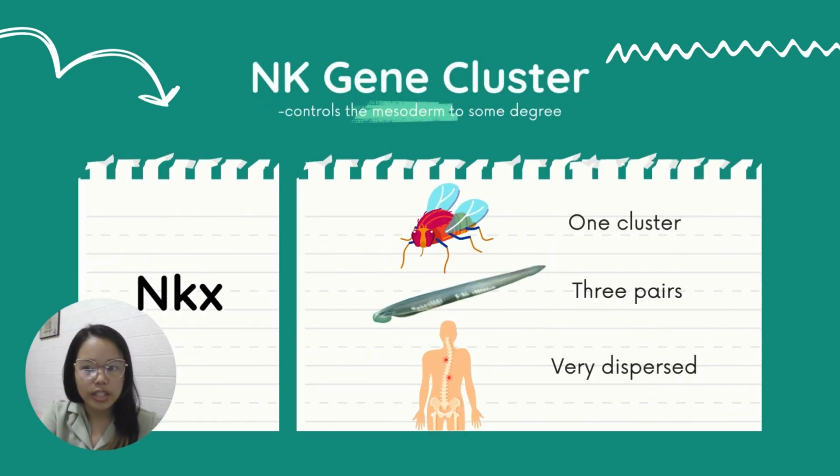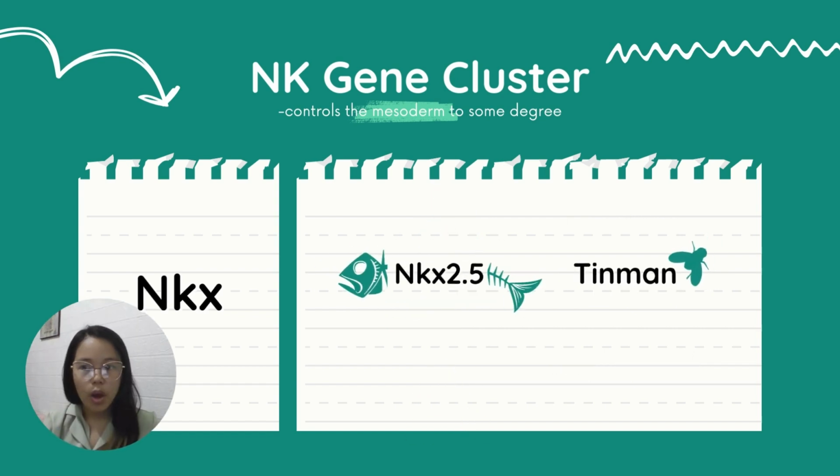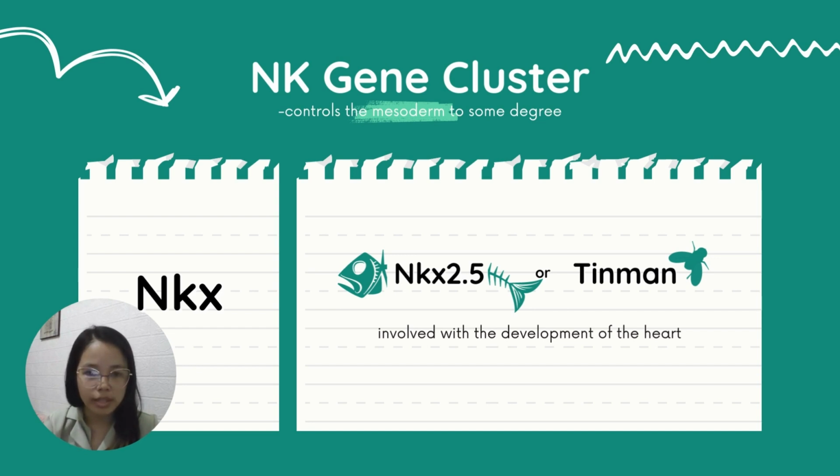The NK gene cluster is a group of homeobox genes that play a role in the regional patterning of the mesoderm. Under the NK gene cluster are the NKX homeobox genes, which form one gene cluster in Drosophila, and in Amphioxus, this cluster is broken down into three pairs. Then in the vertebrates, it is more dispersed. One of the NKX genes, called the NKX 2.5 gene, or Tin Man in Drosophila, is very involved with the development of the heart.